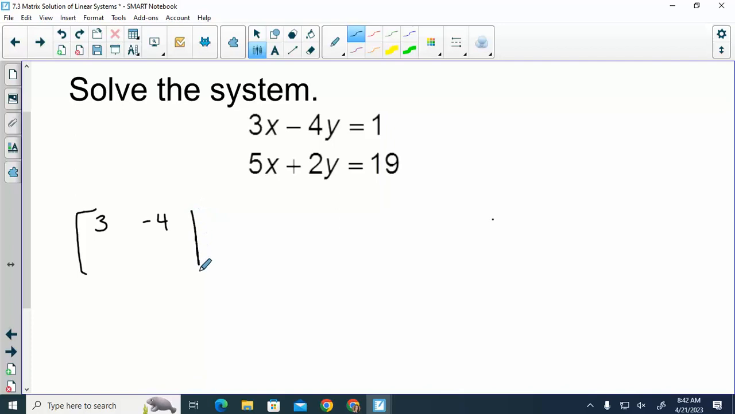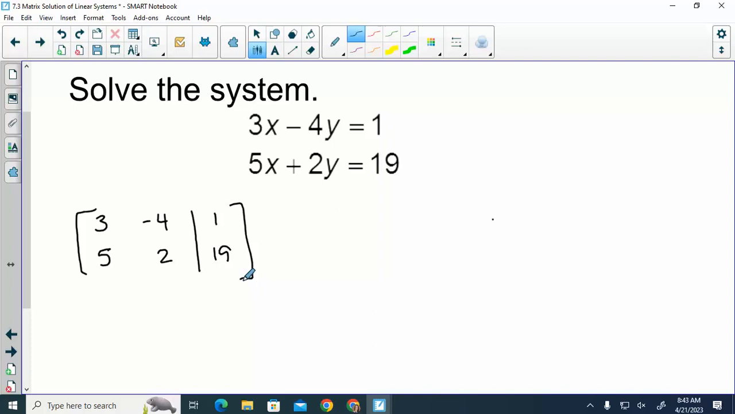3, -4 equals 1. 5, 2 equals 19. Okay. The other thing I want to stress, there are multiple ways of doing these problems.